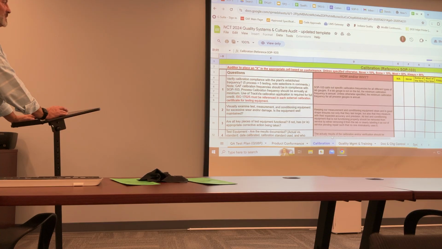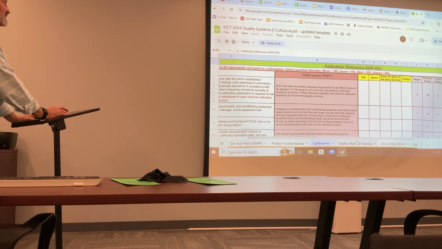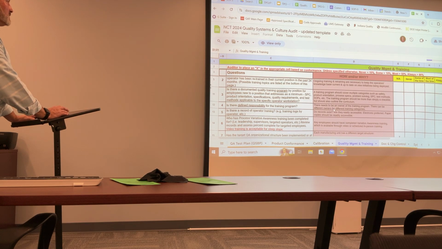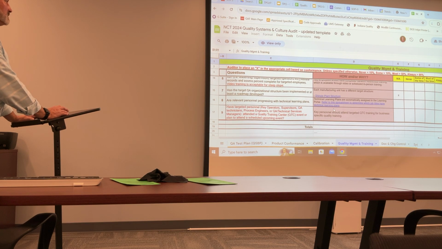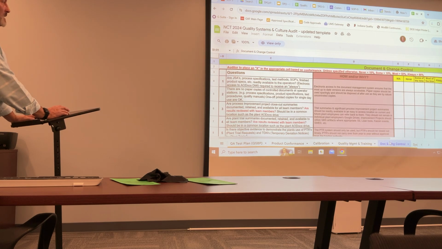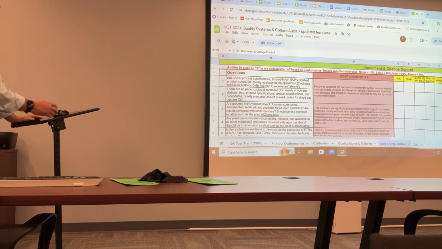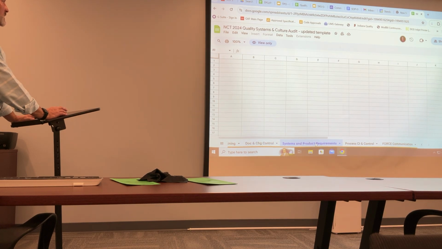Calibration, most of the plants score really well on this because most of them have third-party calibrations come in to do that. The training portion of it, I think there's a question there about this training specifically. Oh, right here, last one. And then document control, that talks about, are you using the process change, are you using the RCN system, that kind of thing. System product requirements.